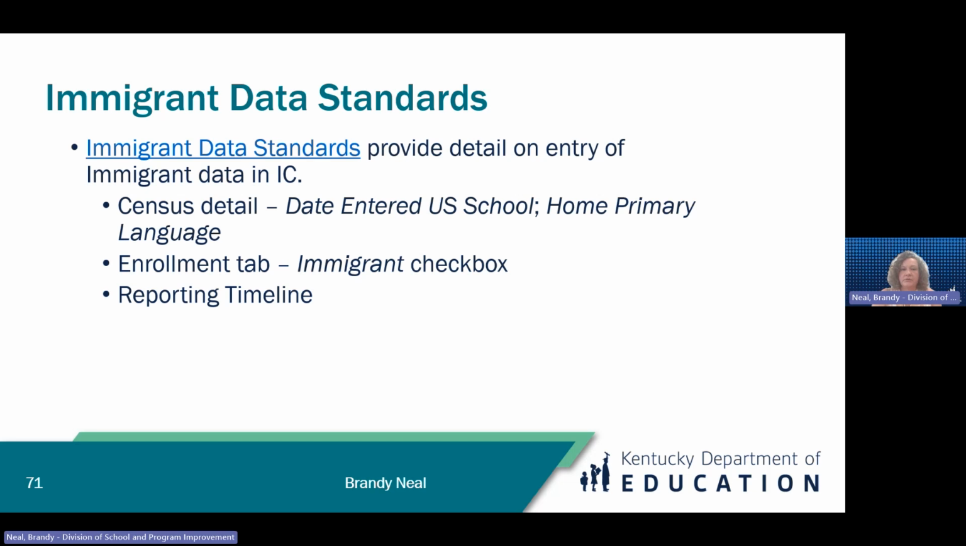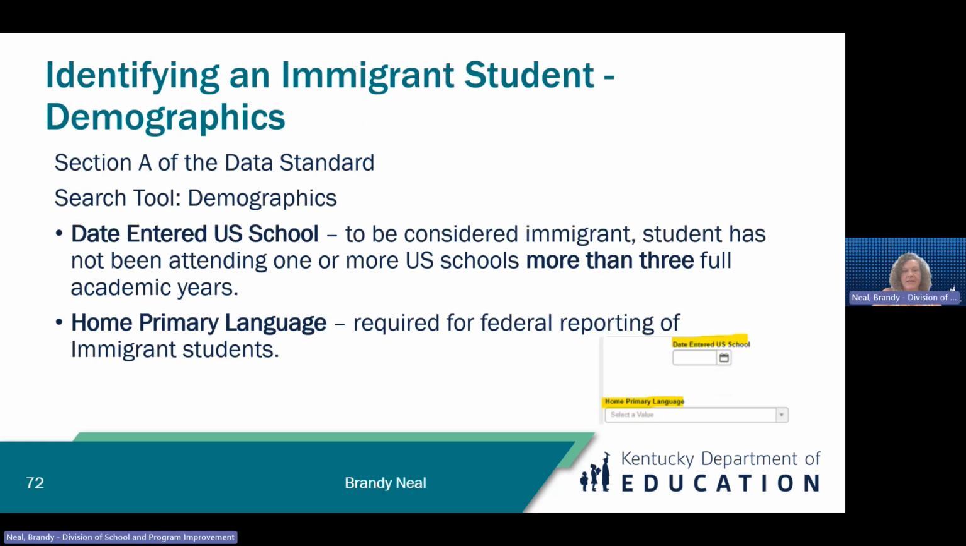Okay, we're going to switch to immigrant data standards. The bulleted items are sections A, B, and C for the immigrant data standards. Section A is identifying an immigrant student, the date entered the U.S. school. To be considered an immigrant, the student has not been attending one or more schools more than 3 full academic years. The home primary language is required for federal reporting for immigrant students.